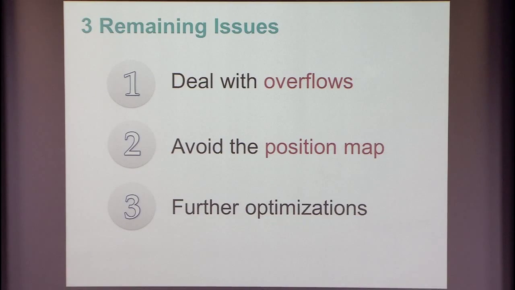Okay, so the remaining problems that I need to solve are, number one, how to deal with overflows. Like I said, this is bucket overflows, not buffer overflows. If you call each bucket a buffer, then you can call it a buffer overflow problem. And then we also need to see how to get rid of the position map, like I said in the beginning. And finally, I'll talk about some further optimizations that we can do.